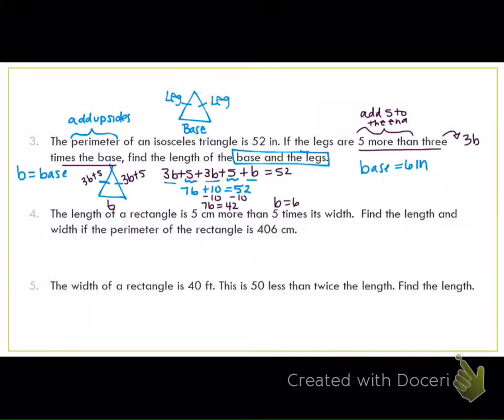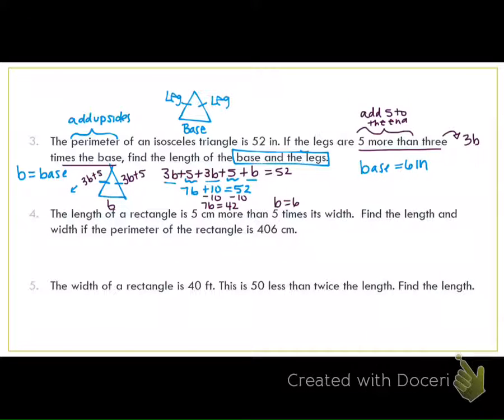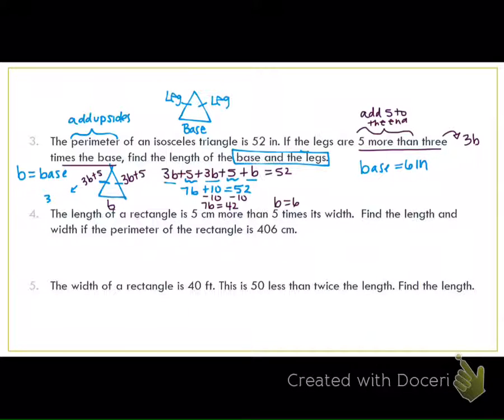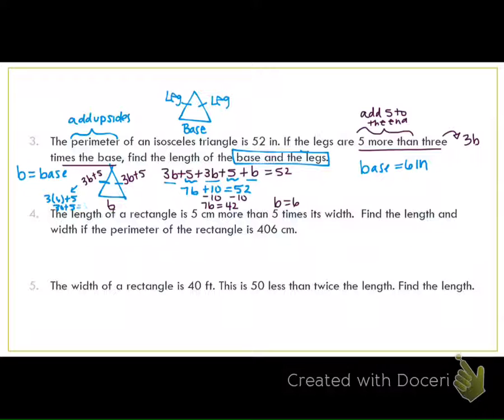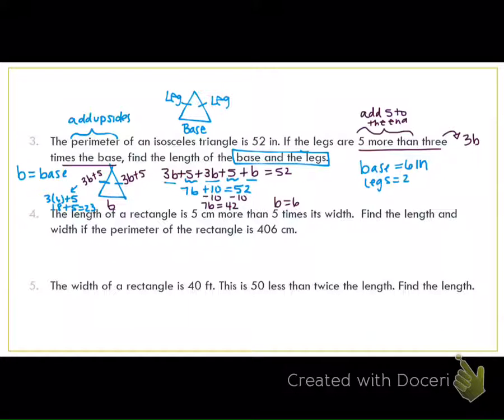Well, 6 is what B is, so plug 6 in where B is here. So we would do 3 times 6 plus 5. So that'd be 30 plus 5, which is, that's not 30 plus 5. I did 5 times 6. See, guys, I make mistakes all the time. So that's 18 plus 5, which is 23. So my legs are 23 inches.